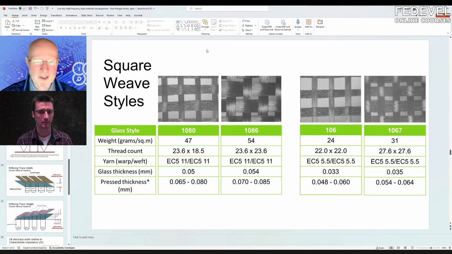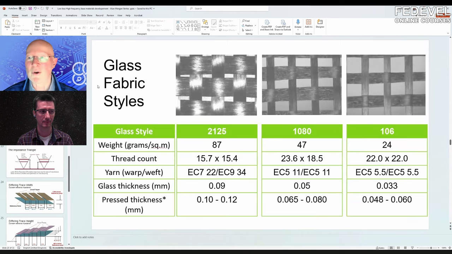Not the ones used in mobile phones, by the way. These are a different technology completely. These again use so-called build-up technologies. There are some reinforcements in there, but many of the layers are not. But typical PCBs use glass fabric with epoxy resin. And I'll just draw your attention to the first one. Let me just go up even one more.